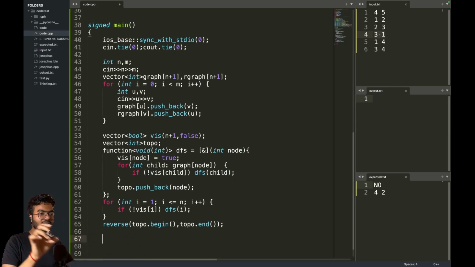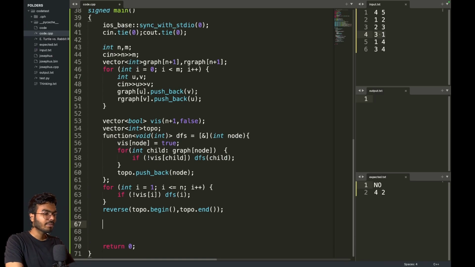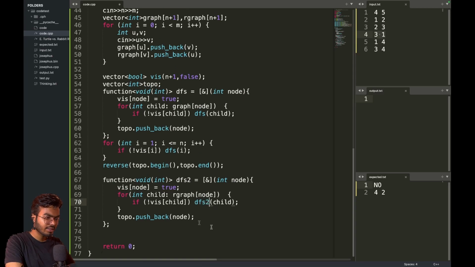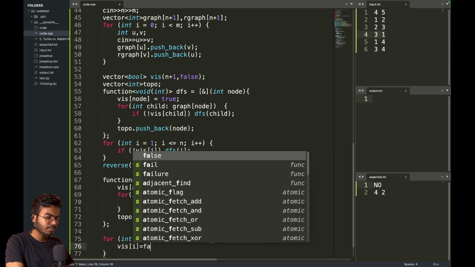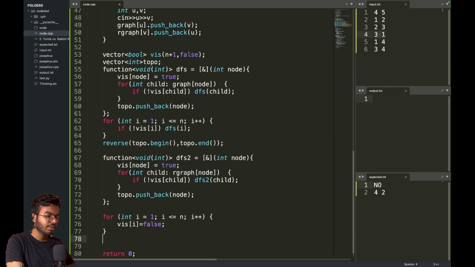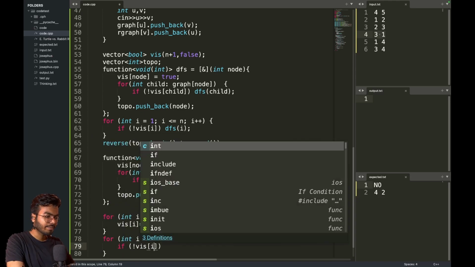Basically, we did find the DFS tree of the directed graph, and now I will make another function very similar to this function. Let's call this DFS2, and this time I will traverse in the reverse graph. Let's also set everything visited of I equals to false. After this, I will say for I in range 1, if not visited I.